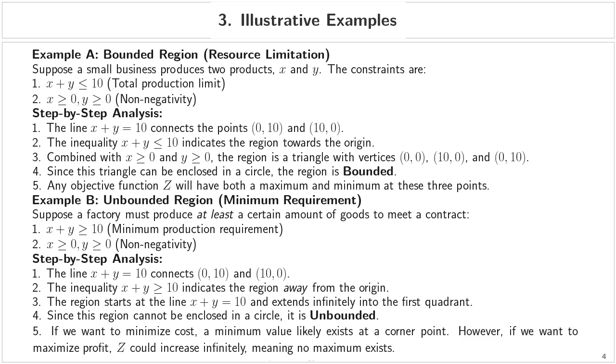Now, pay close attention to the implications for optimization, as this leads into the warnings we will discuss in the next slide. In this unbounded case, if our goal is to minimize cost, a minimum value likely exists at one of the corner points. But if we are trying to maximize profit, the value of z could potentially increase toward infinity, meaning a maximum value might not exist at all. Keep these differences in mind as we move on to look at some common mistakes students make when solving these problems.